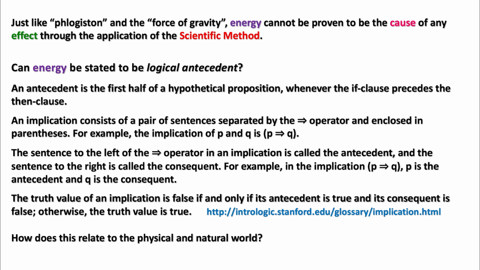The truth value of an implication is false if and only if its antecedent is true and its consequent is false. Otherwise, the truth value is true. How does this relate to the physical and natural world?